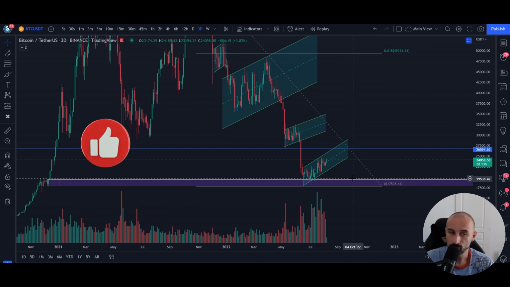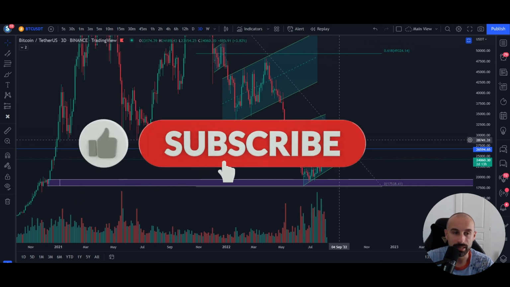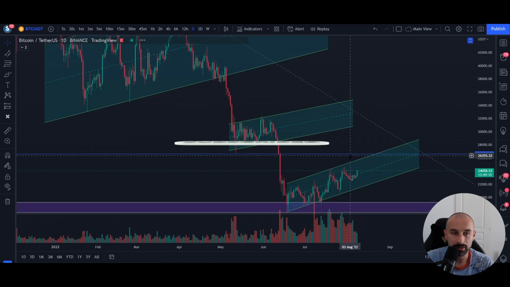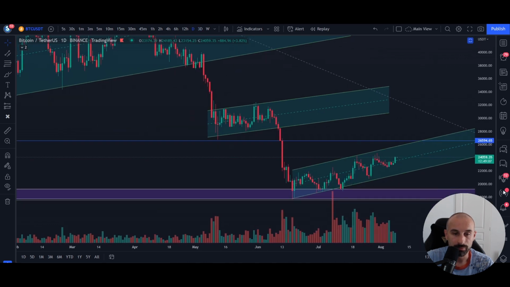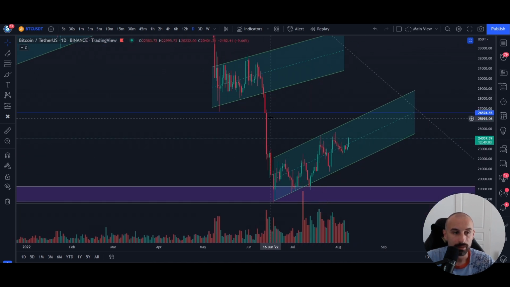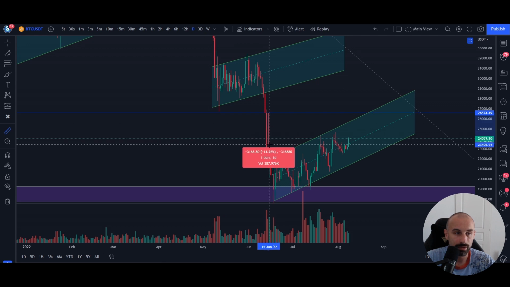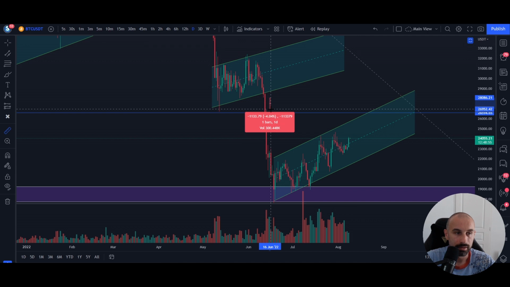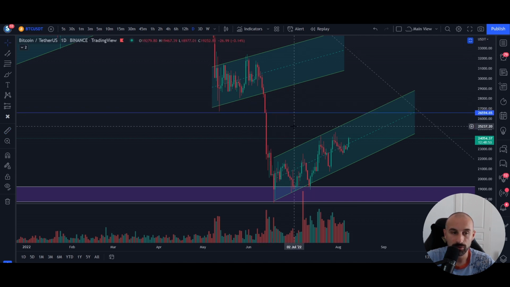Now, how can we eventually leave this formation? We need to take a closer look. I'm going to go on the daily chart, and I'm going to point out two things. One, we have an imbalance area in this zone right here. We have another one here. This means that we have no real resistance in these areas.